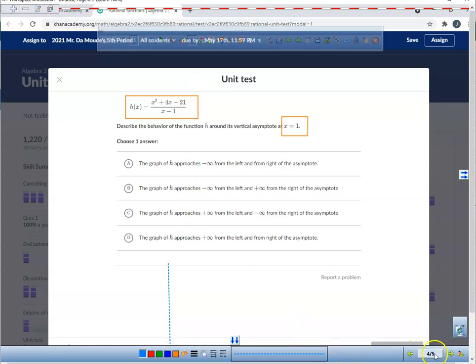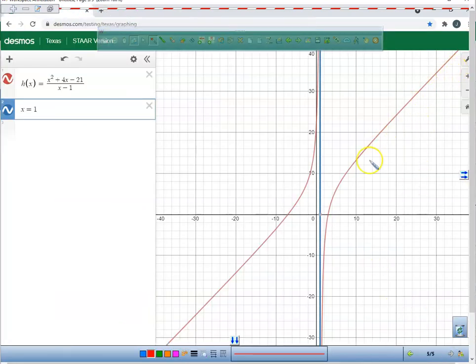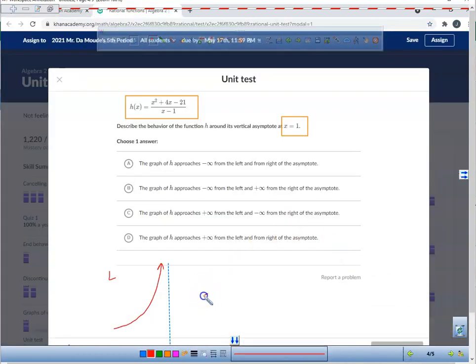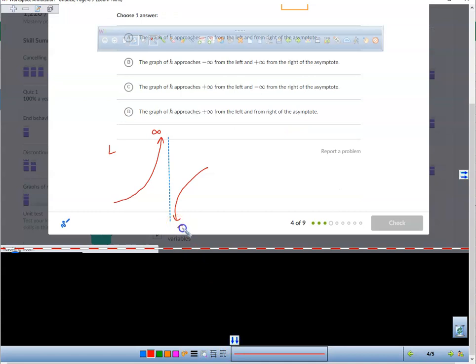Okay, and then if we look back at this, can you see how the red, as it's going towards the asymptote, what's happening? It's going up from the left-hand side. And as it's coming towards the asymptote from the right-hand side, what do you notice? It's going down. So this one is going up, and this one's going down. All right, so this is from the right-hand side, okay?